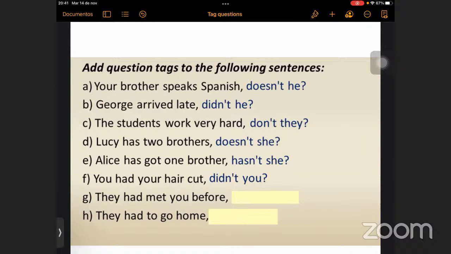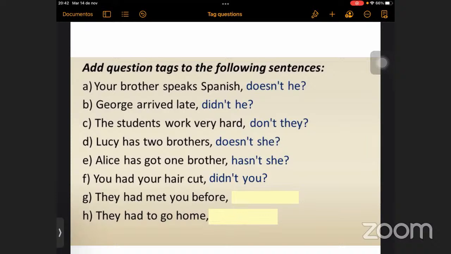So, they had met you before. Didn't they? So you're saying it's past simple, but it says had met. Had met is past perfect. Okay, but you're doing it right, Luis. I'm telling you it's past perfect. So they is okay, but change the auxiliary. It cannot be didn't. Past perfect. They had met you before.